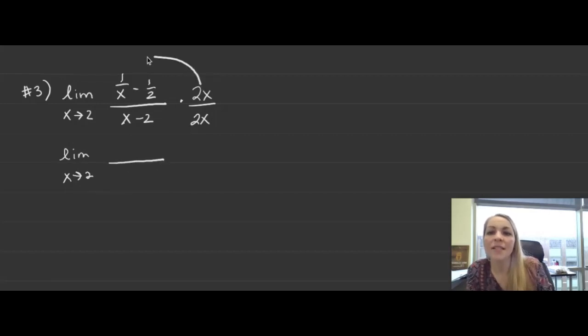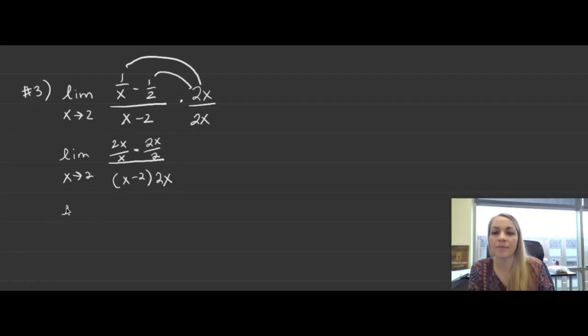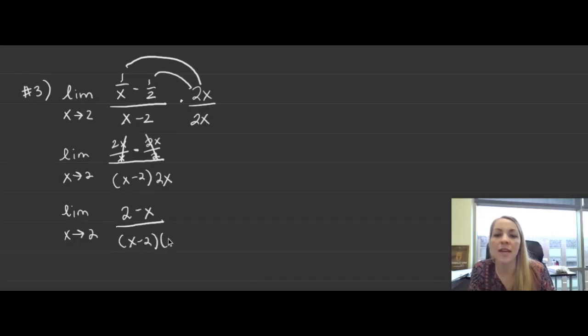Okay, 2x times 1 over x is the same thing as 2x over x. 1/2 times 2x with this negative out in front is 2x over 2. And on the bottom, I have x minus 2, 2x. If I simplify the top, this makes a 1, and this makes a 1. And that's the whole reason why I chose that 2x. So I have 2 minus x over the quantity x minus 2 times 2x.